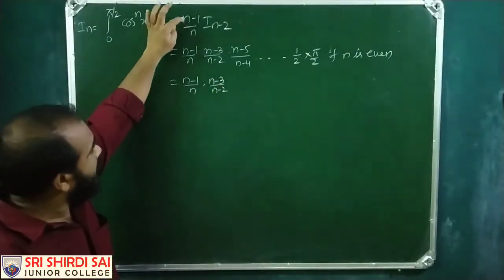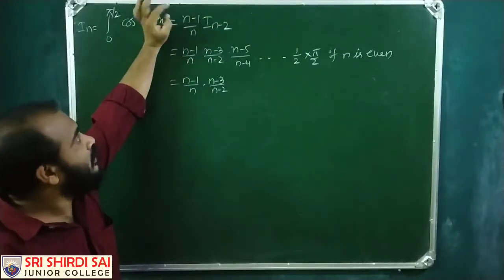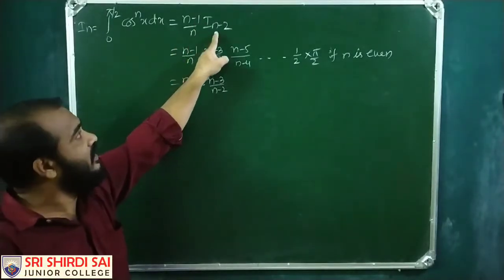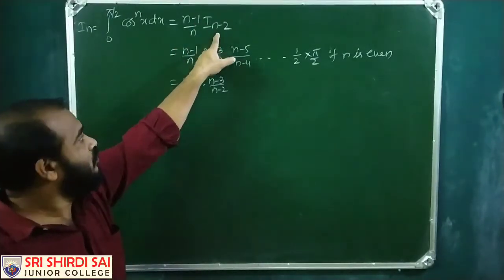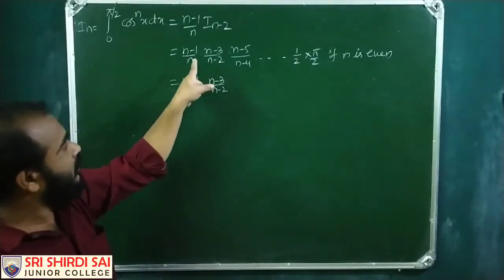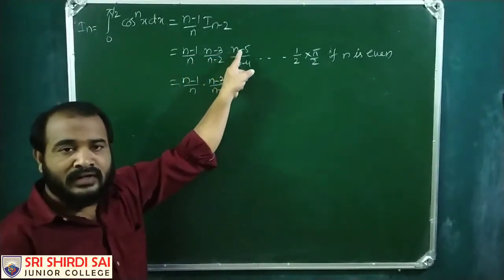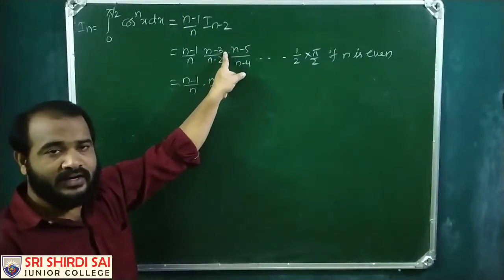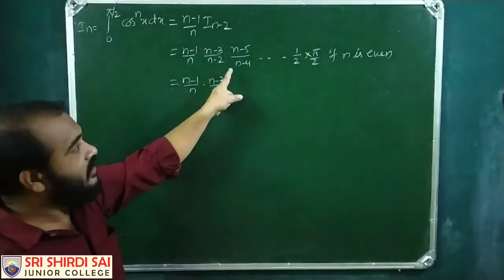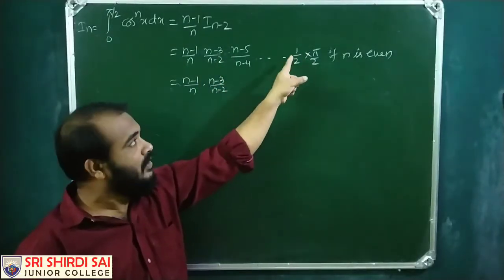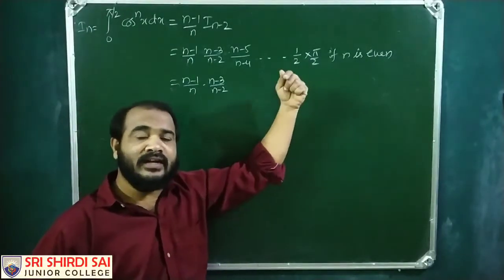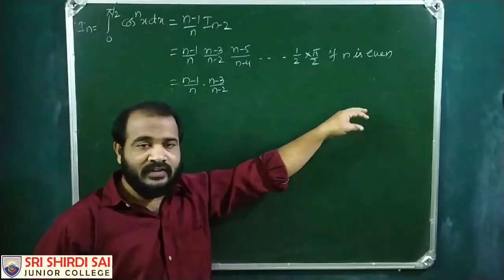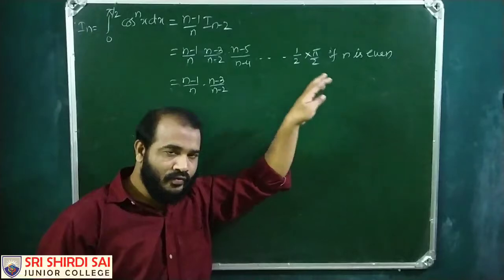So if you remember, (n minus 1) by n into I_(n minus 2), that means in the power n it is decreased by 1 and the denominator is as it is, and here it will be reduced by 2. So from the next term onwards, you keep on reducing by 2 on the numerator as well as the denominator, until we reach a number where further decreasing gives rise to 0 or a negative value. Then we have to stop.